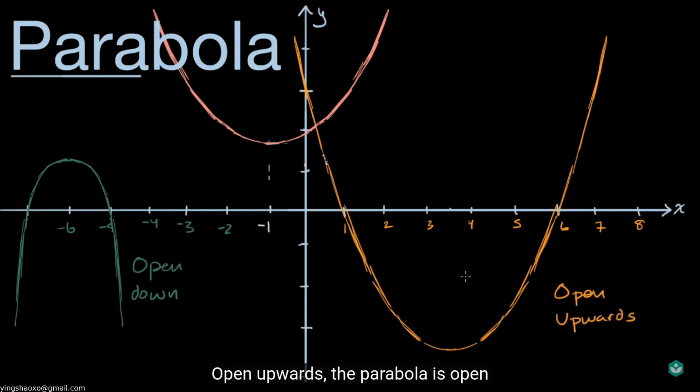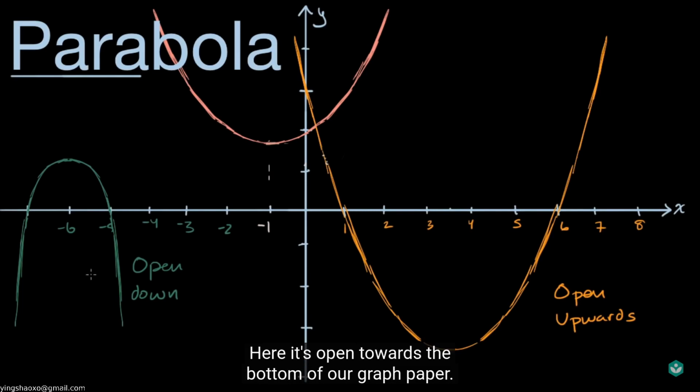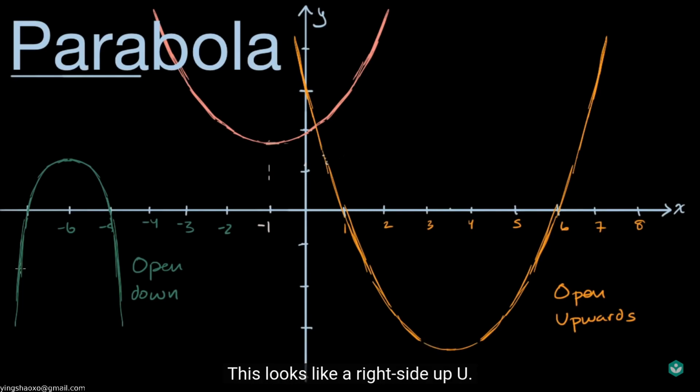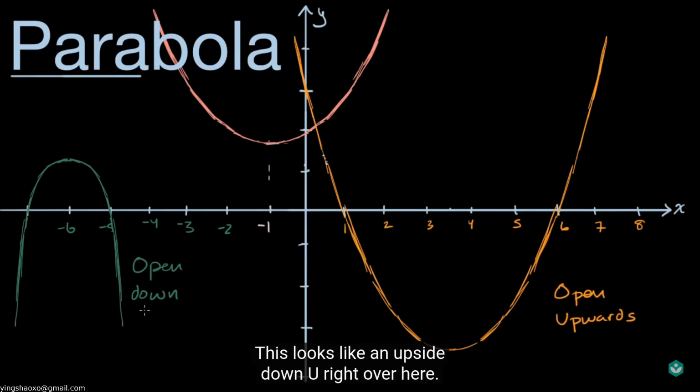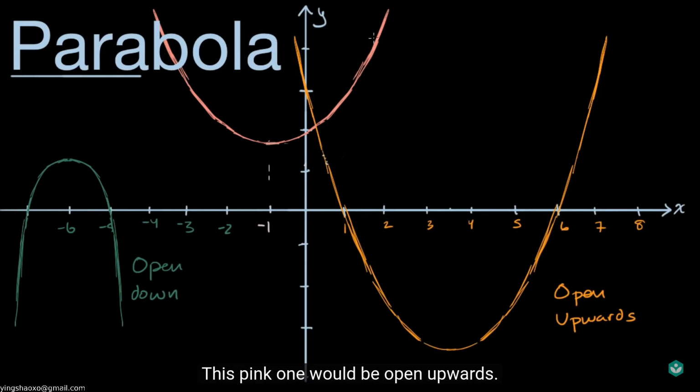Open upwards, the parabola is open towards the top of our graph paper. Here it's open towards the bottom of our graph paper. This looks like a right side up U. This looks like an upside down U right over here. This pink one would be open upwards.